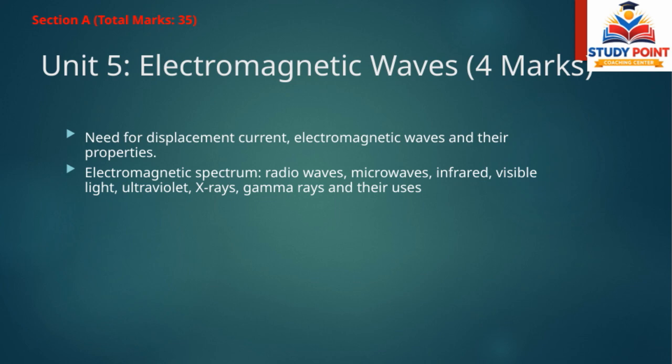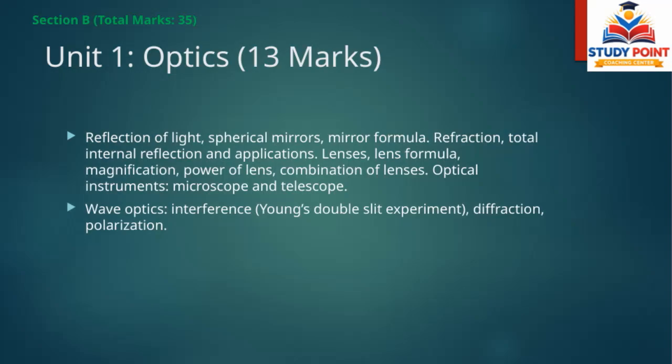This section ties into the overall theme of understanding how electromagnetic phenomena underpin many modern technologies. By grasping these concepts, we gain insight into the fundamental nature of light and other radiation, which is essential for many scientific and practical advancements. Now let's dive into Section B, which is worth a total of 35 marks.